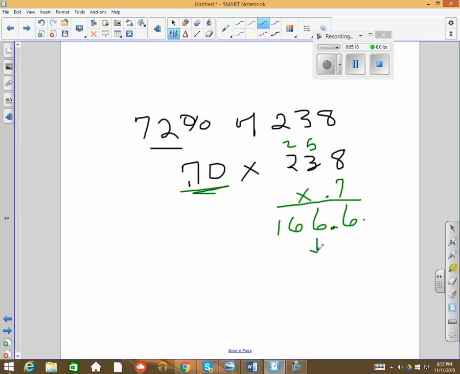So it's approximately 166.6. So 72% of 238 is about 166. You can round it up to 167 if you like, because none of the answers when you estimate is going to give you an exact answer. That's why it's estimation.